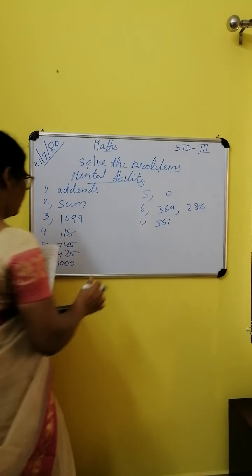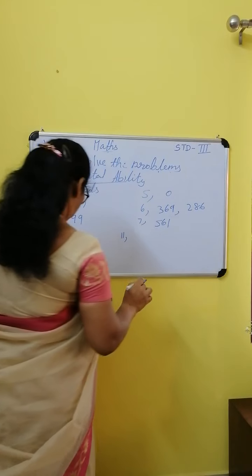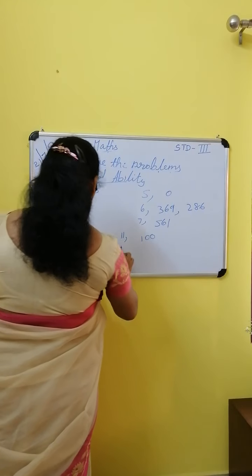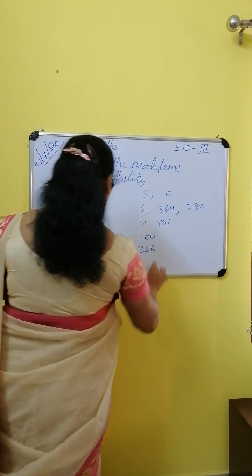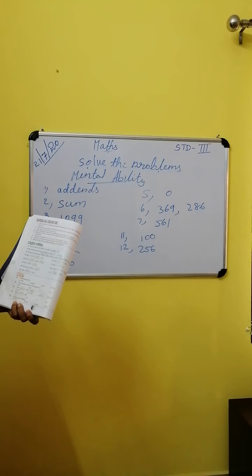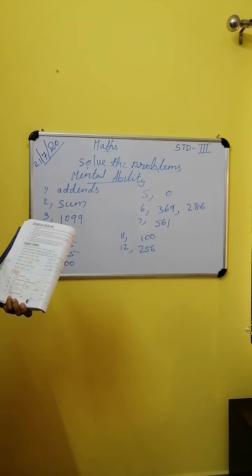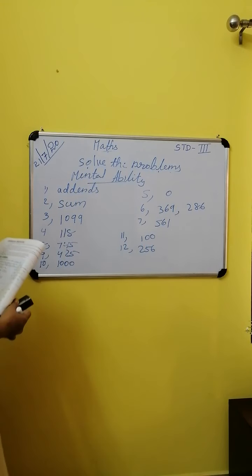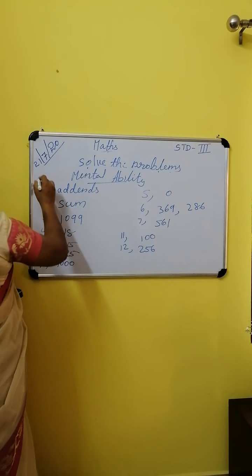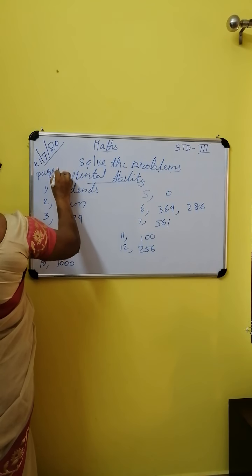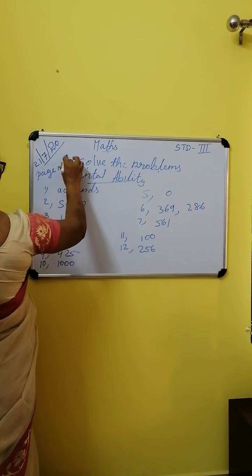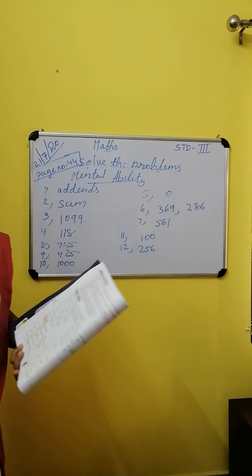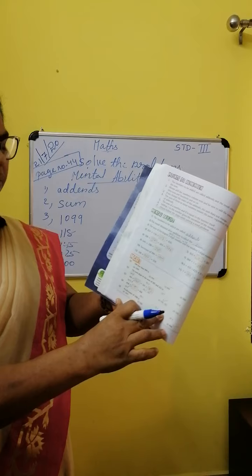Number 11, 100. Number 12, 256. These are the answers in page number 44. The mental ability is written on page number 44. Then this one, find out the answer.